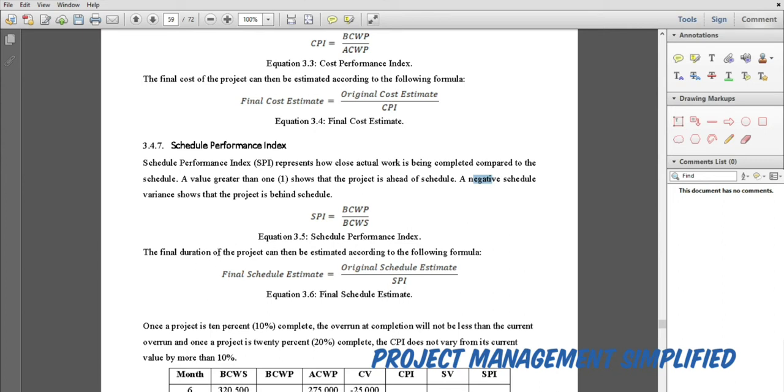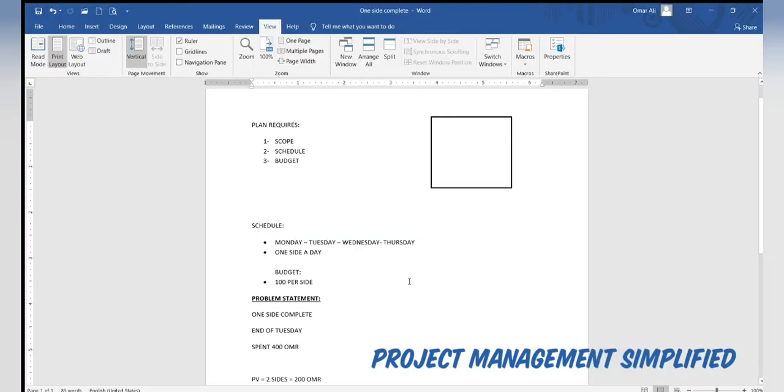So afterwards, how do we know the final schedule estimate? The original schedule estimate over the SPI. So now let's go to the example that will make all these things clearer for you. Okay, so we have this example.